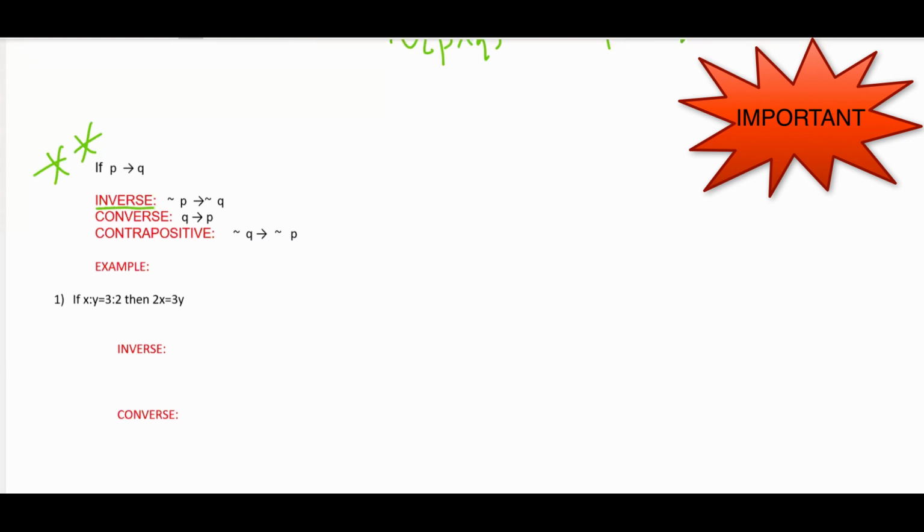What next is written? Converse. For converse, you just interchange: P implies Q becomes Q implies P. That means the second statement becomes first and the first becomes second, using the sign of implication. But this is very, very important, that is contrapositive. For this you have to change their places and also you have to negate them. So you can learn this from this example.